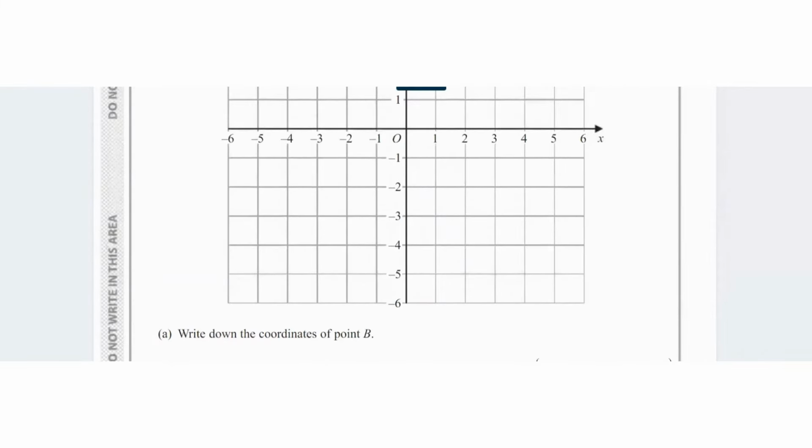Then it says draw the line with equation y equals -4. So y equals -4 will come over here on the y-axis where y equals -4. It's a straight horizontal line passing through y equals -4.